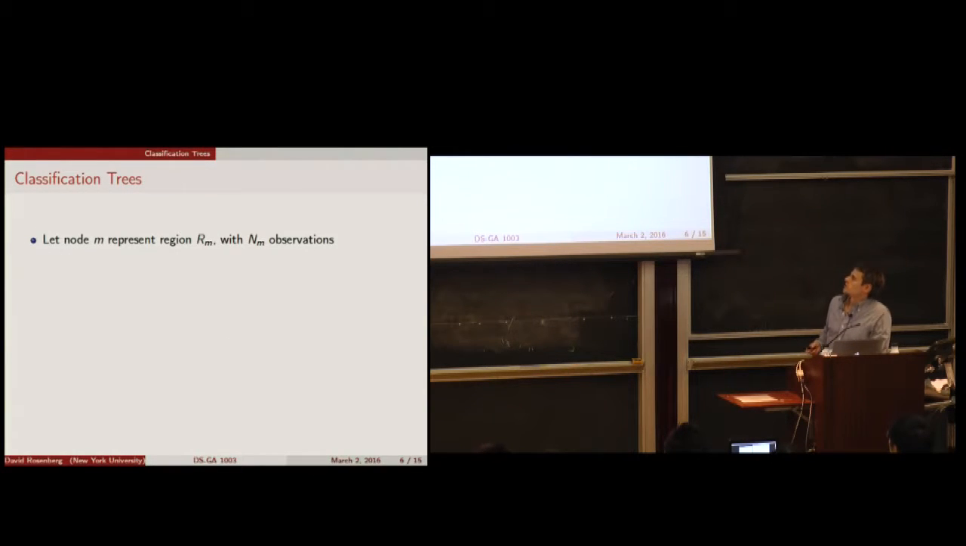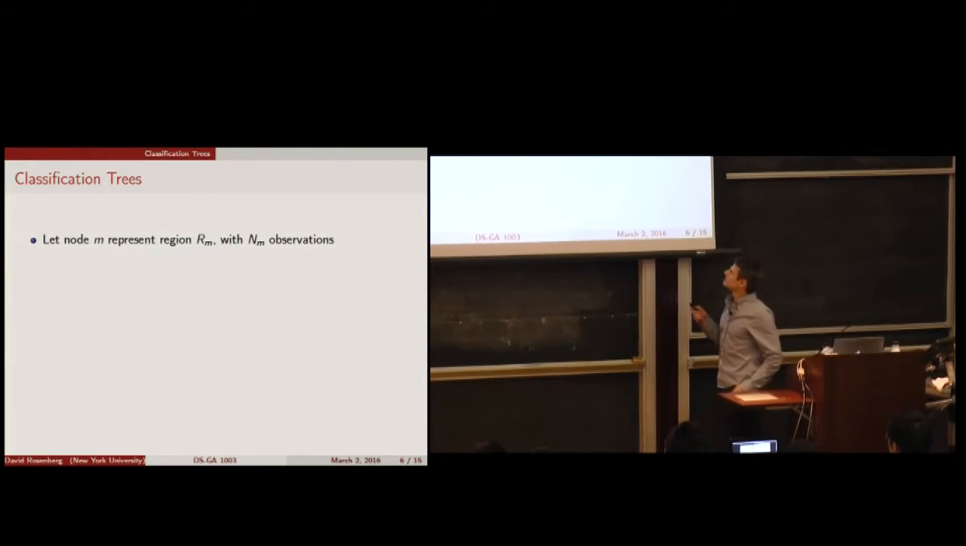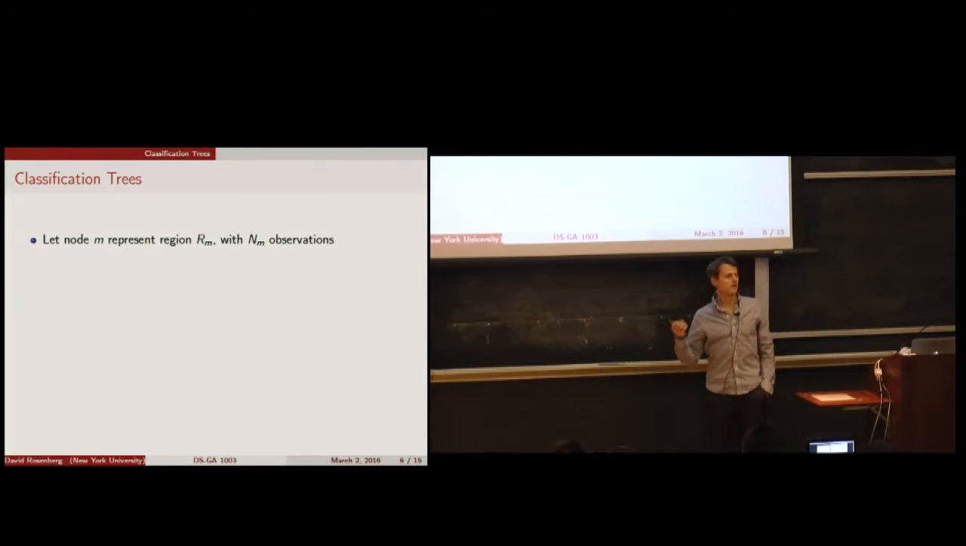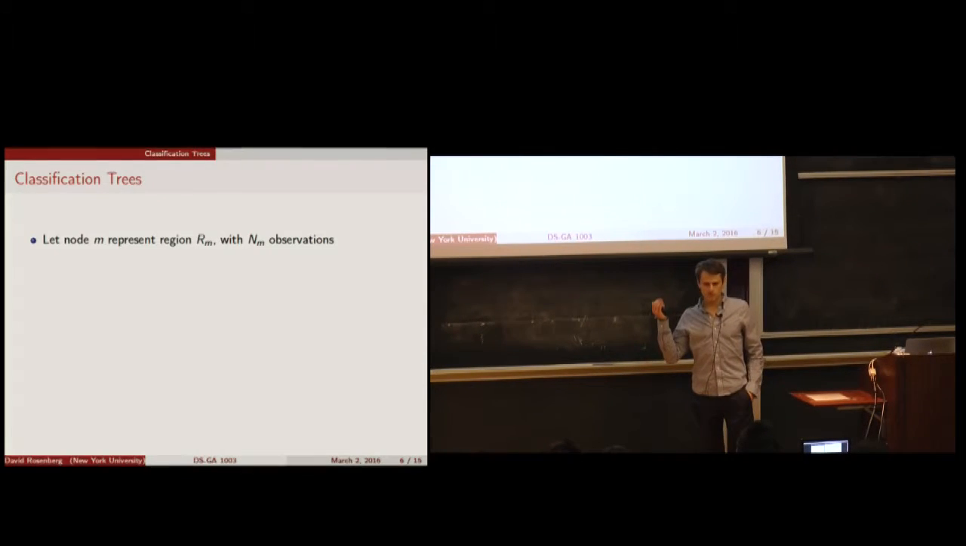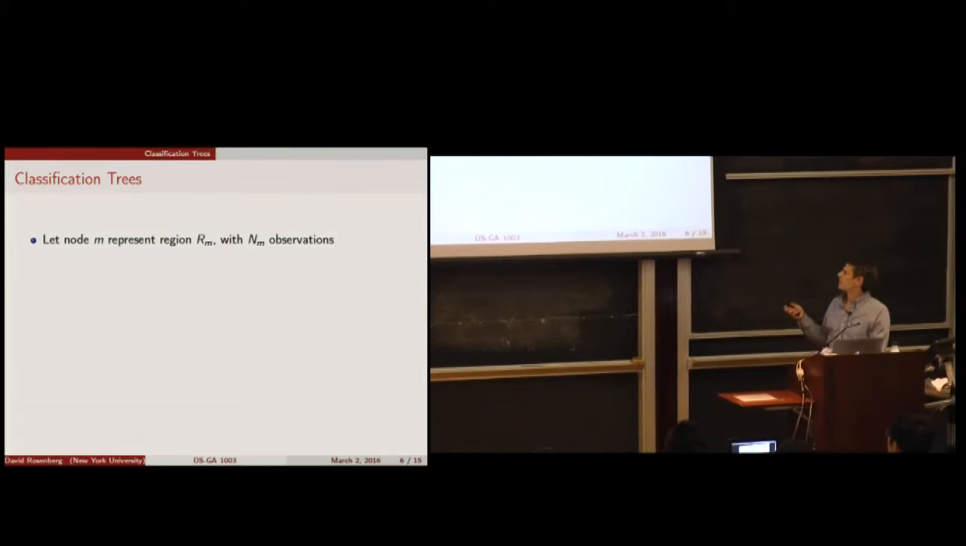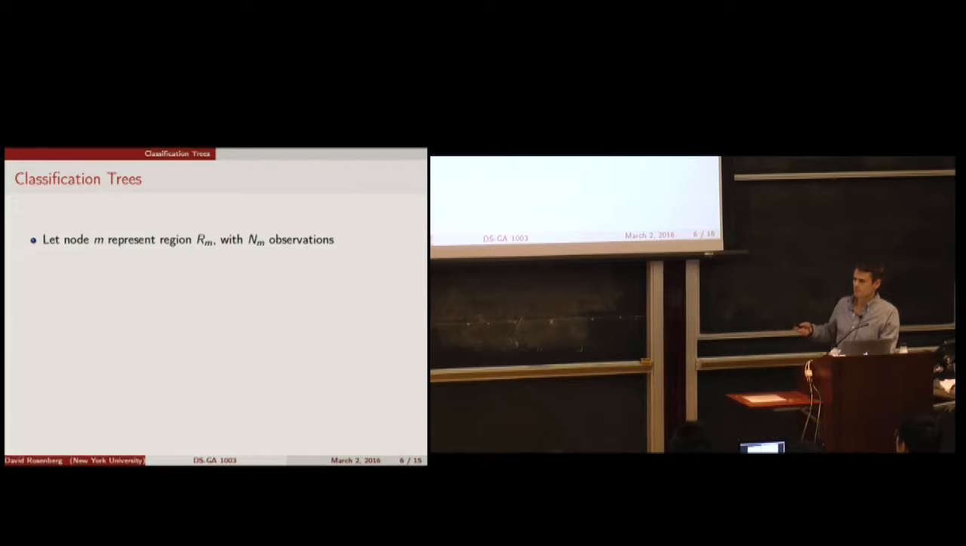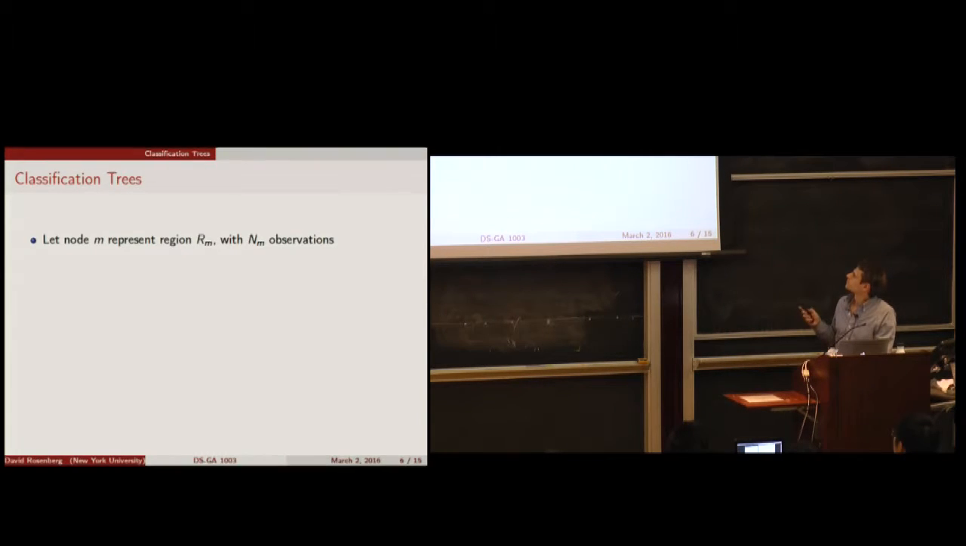All right, so a little bit more notation. So when I say a node, what am I referring to? A node of the tree. So let's say it represents a region Rm. We're interested at this point in leaf nodes, where we actually care about the regions of the input space that are associated with that node.